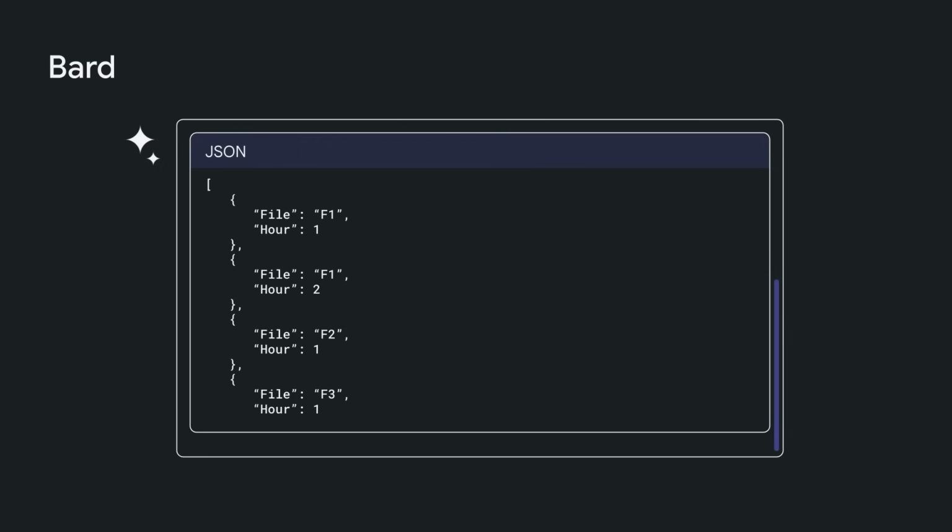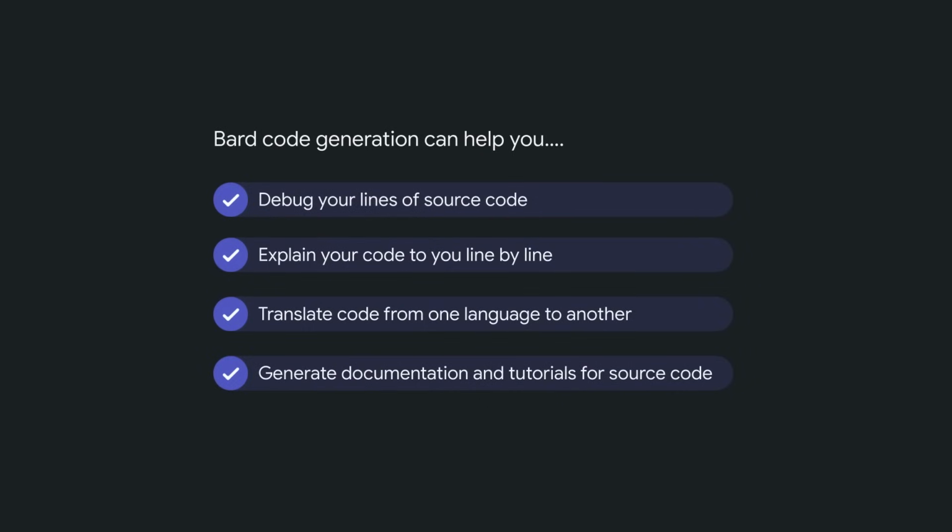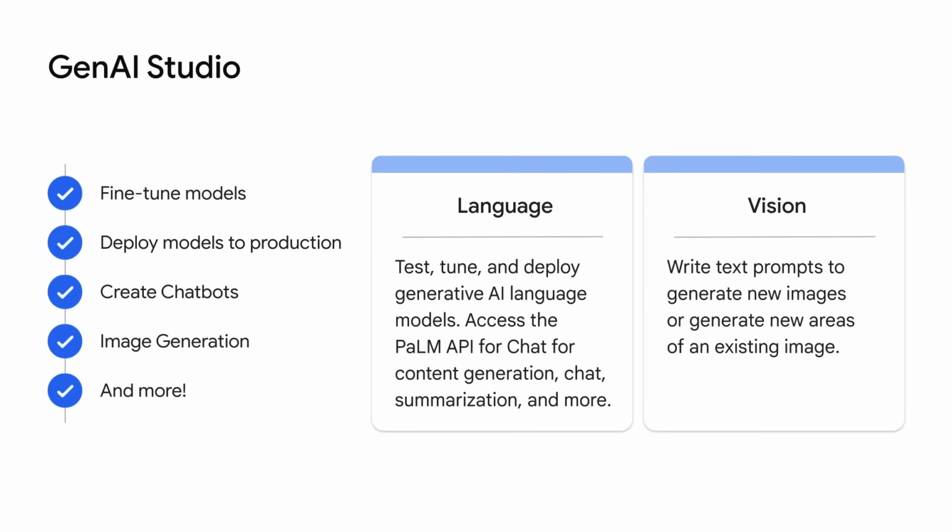It gets better. I happen to be using Google's free browser-based Jupyter Notebook, known as Colab, and I simply export the Python code to Google's Colab. To summarize, BARD code generation can help you debug your lines of source code, explain your code to you line by line, craft SQL queries for your database, translate code from one language to another, and generate documentation and tutorials for source code.